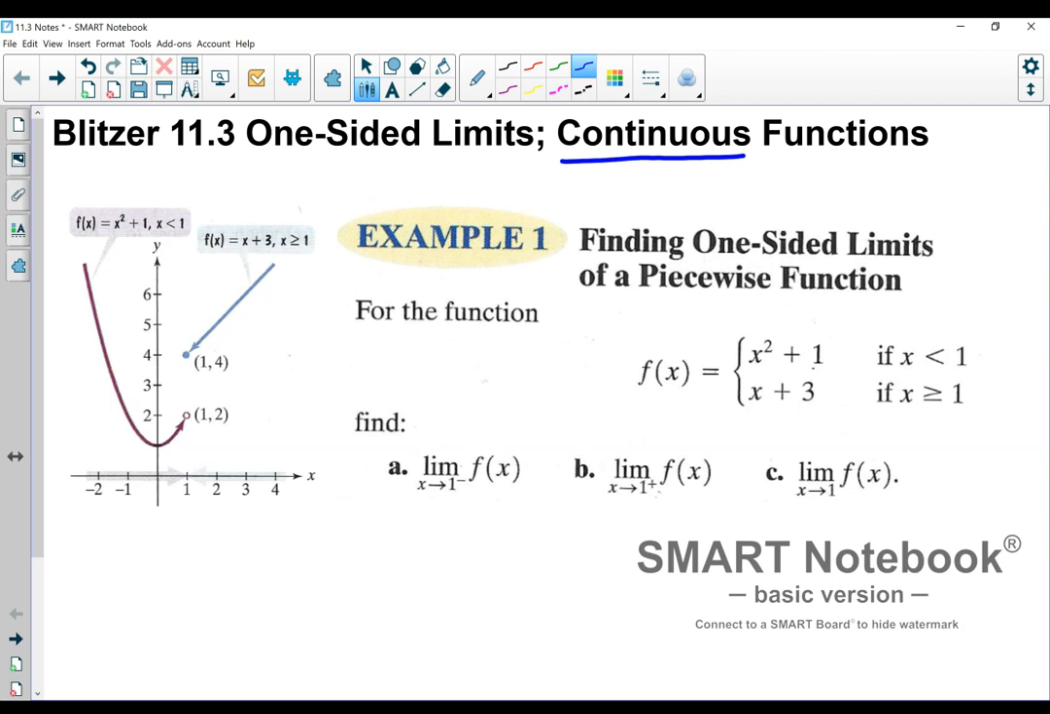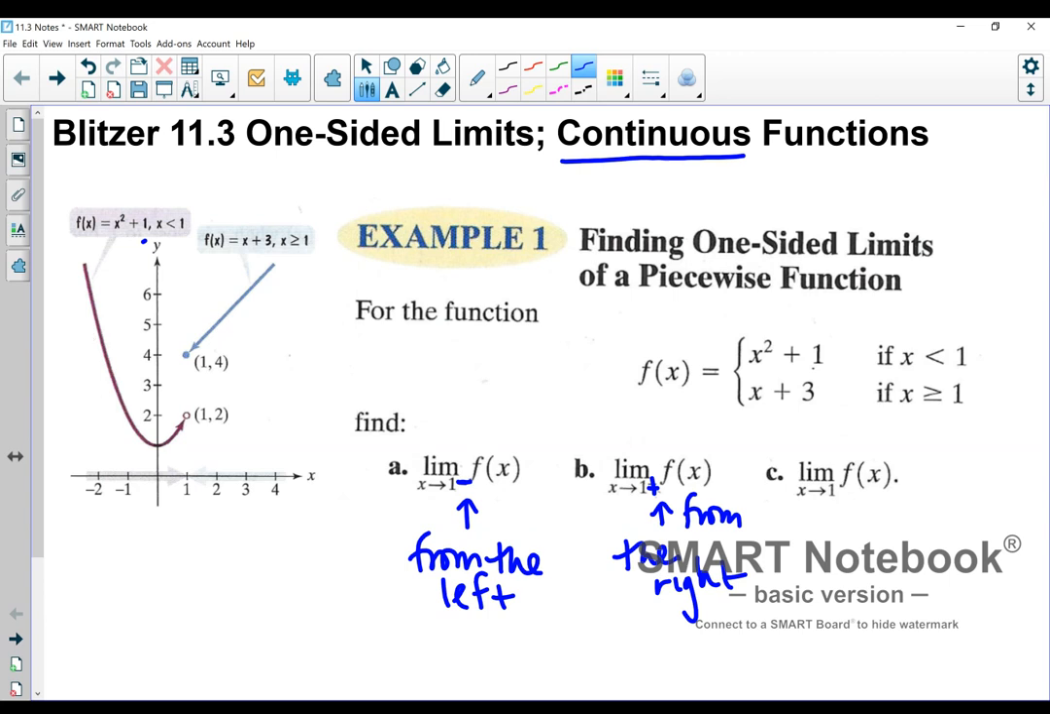So in our example function here, for example 1, we've got a piecewise function, and that's because we have an equation when x is less than 1, and an equation for x greater than or equal to 1. And we're going to look at this function, and we're going to find the limit as x is going to 1 from the left. That's what that minus sign means. It means from the left. And then there's this one with the plus sign, which means from the right. So we're going to find the limit as x goes to 1 from the left and from the right. And then we're going to look at just the limit of f of x as x goes to 1.